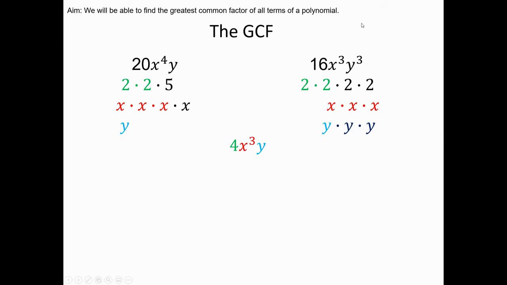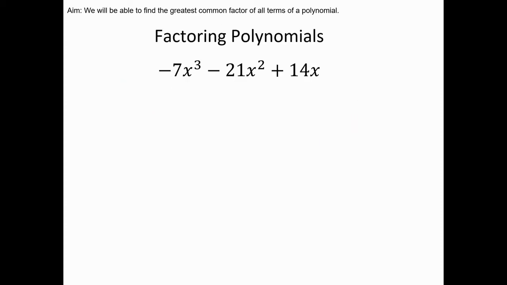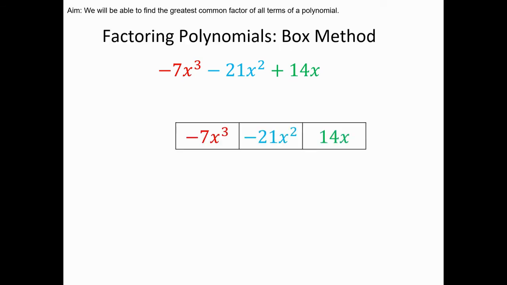Now, if you look at the aim, though, guys, our goal is to figure out the greatest common factor of all terms of a polynomial. So let's actually do that. Here is a big polynomial. And what we're going to do, guys, is bring back an old friend. We're going to take the 3 terms that are right here and put them into a box. See this, guys? We're going to use the box method to find the greatest common factor.